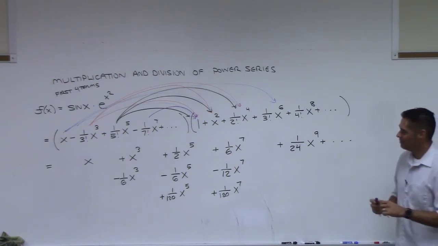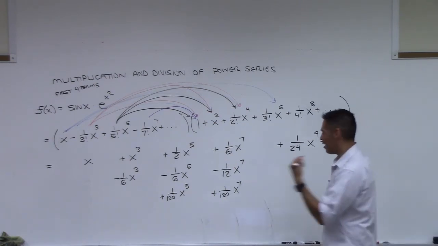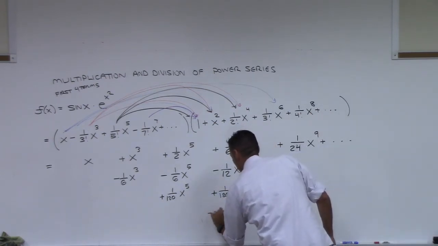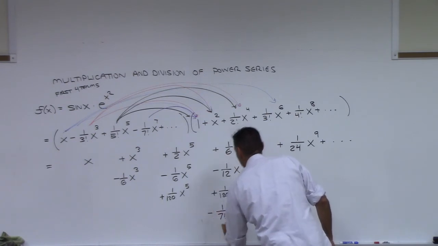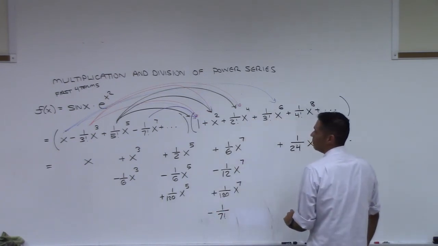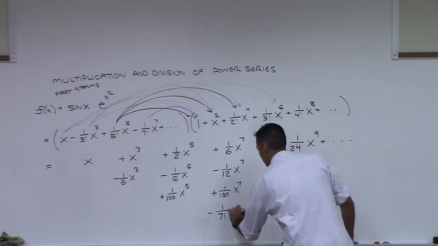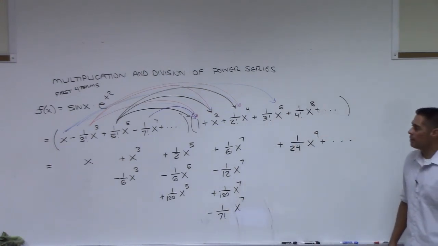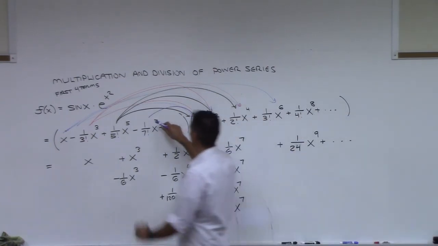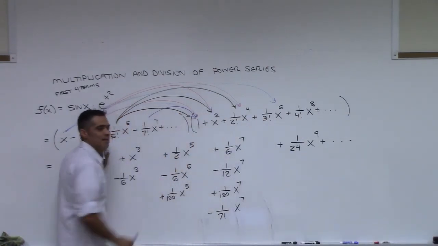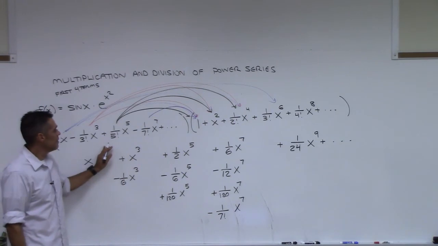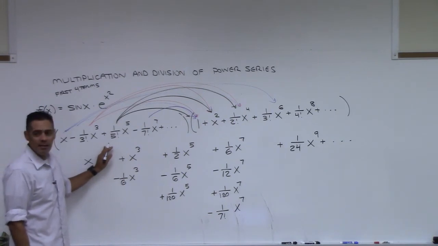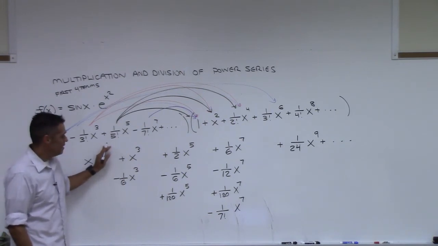Help. And it's going to be minus, right? Minus 1 over 7 factorial, whatever that is, x to the 7th, right? Do I need to keep going with the purple? No, because when I do the purple to the next one, I'm going to get x to the 9th, right? All right. Now, am I done?